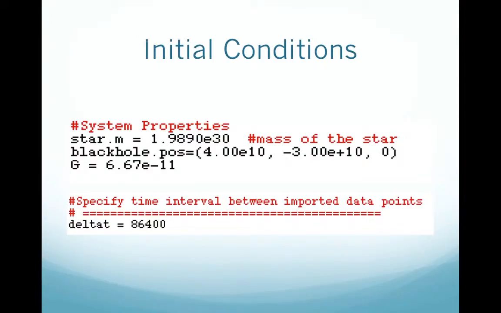First off in the code, I place initial conditions of the star's mass of 1.989 times 10 to the 30th kilograms, the position of the black hole, which was a vector 4 e to the 10, negative 3 e to the 10, 0, the gravitational constant, and a time step of 86,400 seconds, which is also the equivalent of 1 day.